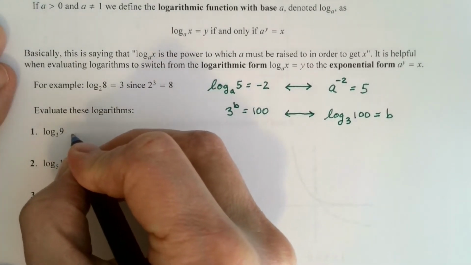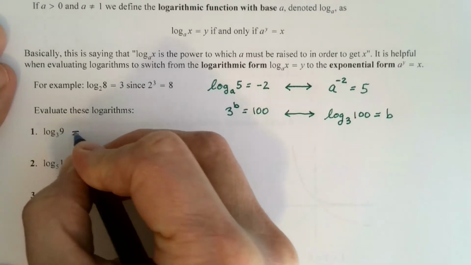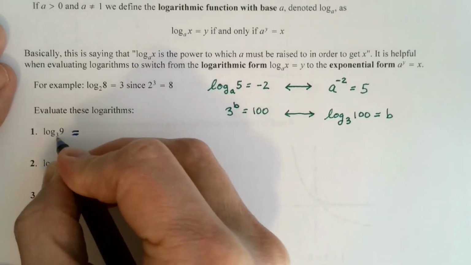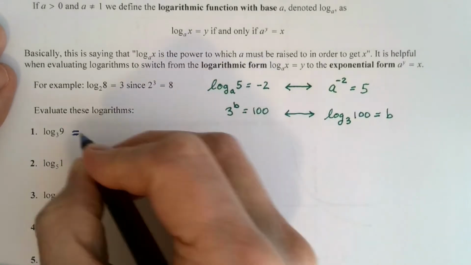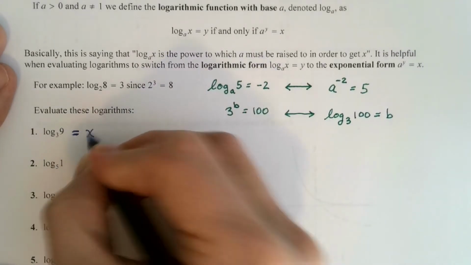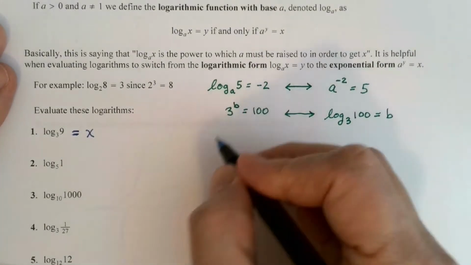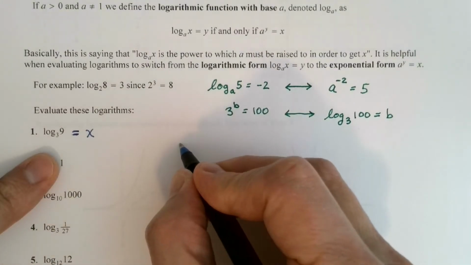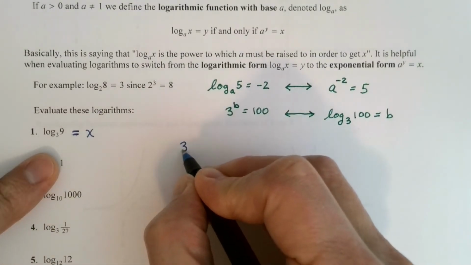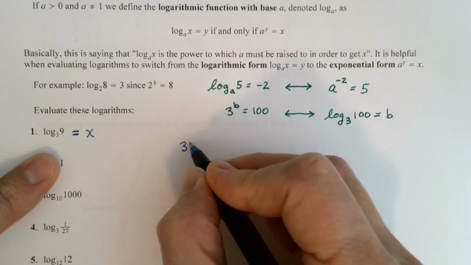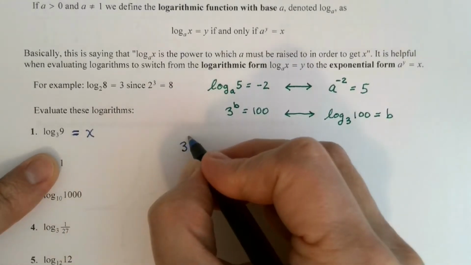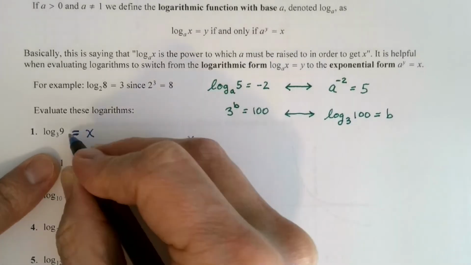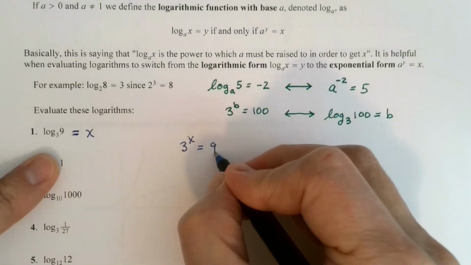Okay, so what is log base 3 of 9? Let me call that x for right now. Well, if we go and write it in exponential form, what do we get? We get the base is 3, right? What is the exponent on the base? That's the logarithm. That's what x is, right? Equals what? The input to the logarithm, which is 9.